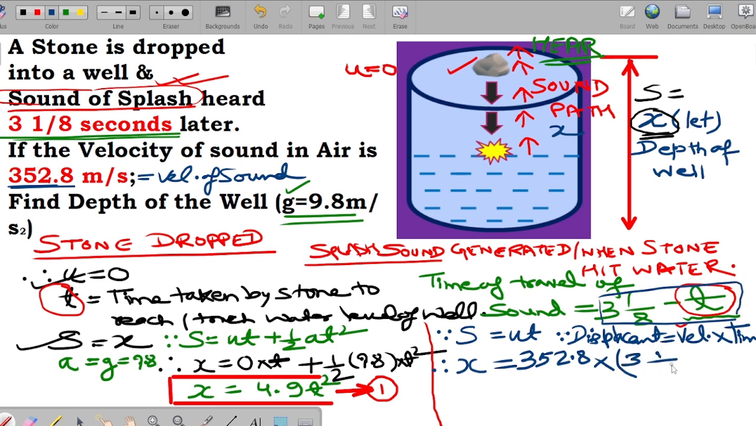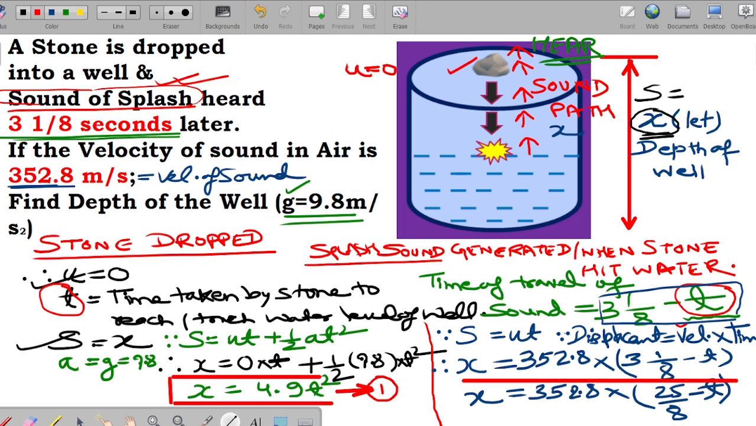So the entire cycle of time is given as 3 1 by 8 seconds, and from that if t is deducted, then 3 1 by 8 minus t will be the time taken by the sound, when it's generated after the stone hits the water level, until it reaches our ear so that we hear it. So s equal to u into t, putting the value s equal to x, u as 352.8 and t as 3 1 by 8 minus t. So this will give our second equation.